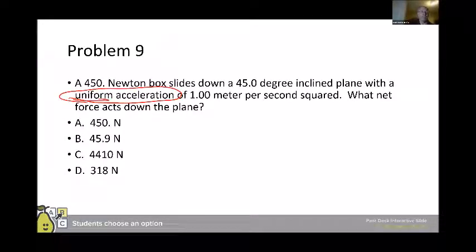First of all, guys, what does uniform mean? What's another word for that? Somebody unmute and help me out. Uniform, another word for what?